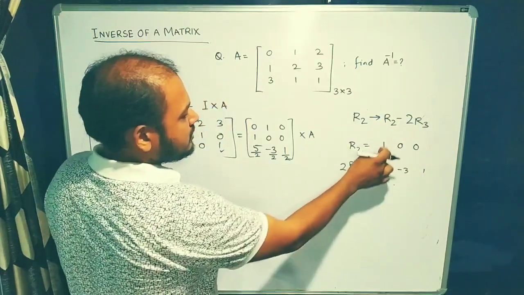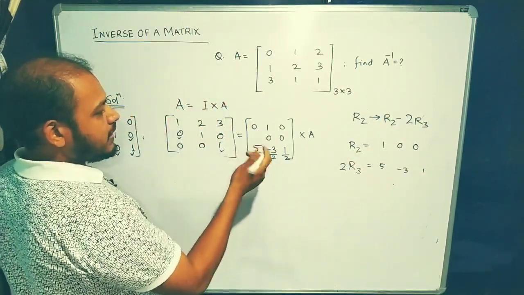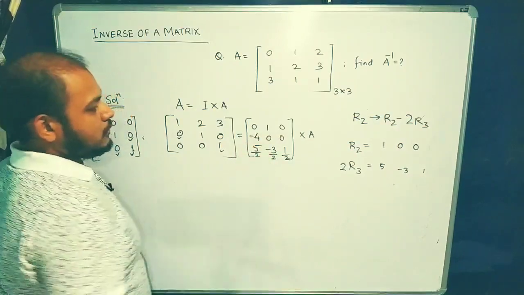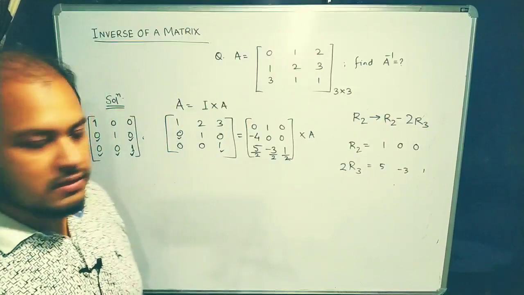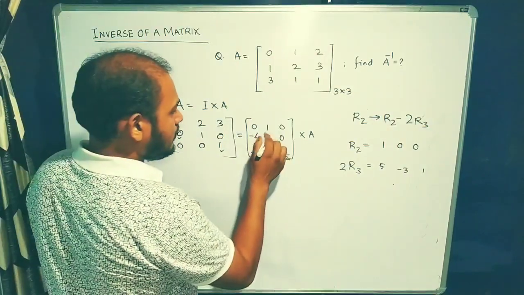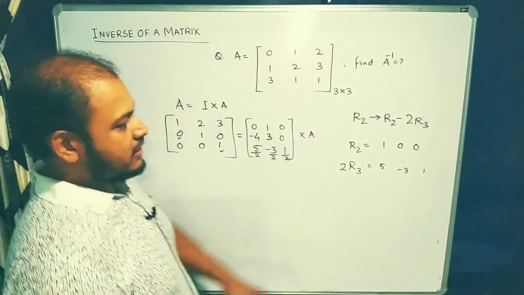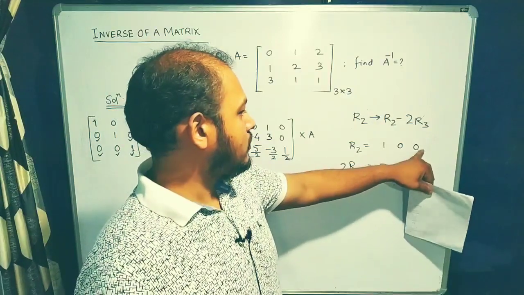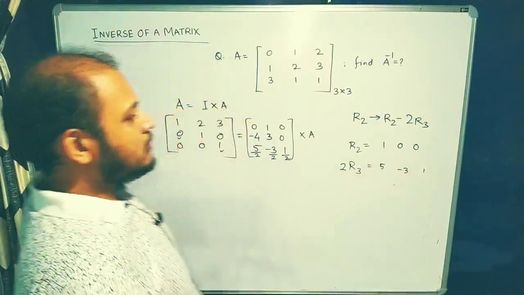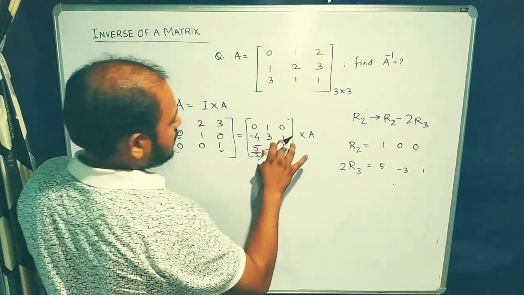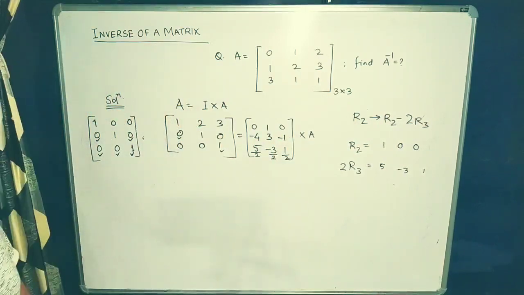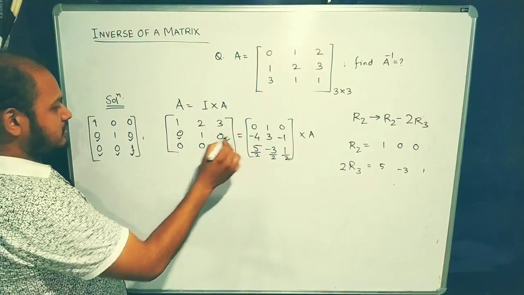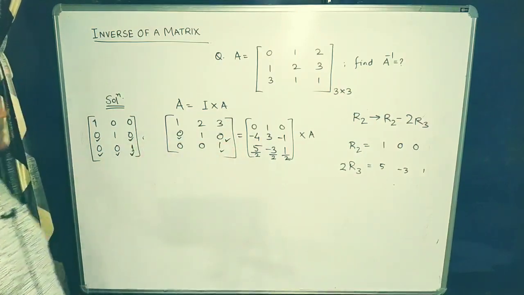So R2 minus 2R3 is 1 minus 5, which is equal to minus 4. Then 0 minus minus 3 becomes 0 plus 3, which is equal to 3. And then finally we have 0 minus 1, so 0 minus 1 is minus 1. Okay. Now we see that we have successfully attained a 0 at this location.